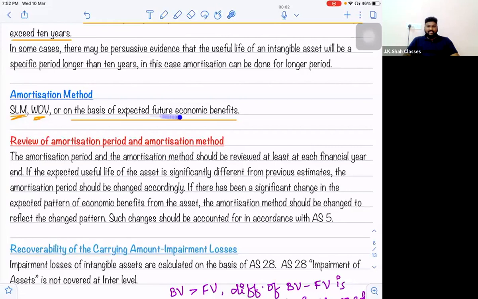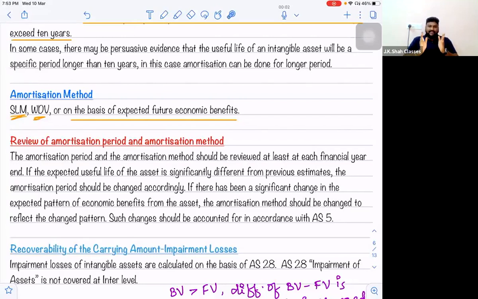I'll be showing you one example based on this, but before that, review of amortization period and method. Review of amortization period and amortization method is the same that you have also learned in AS 10. There you learned review of estimated life and review of depreciation method. Same point arises over here. At the end of every financial year, please check the remaining life of the intangible asset. And if there is any change in the life, please accordingly change the amount of amortization.